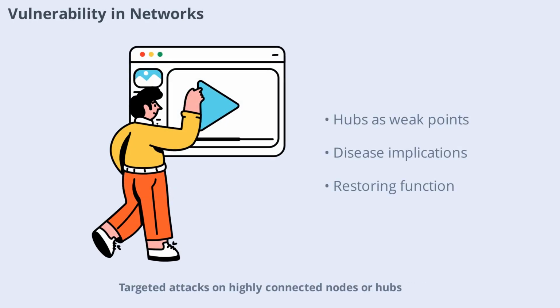Targeted attacks on highly connected nodes or hubs can disrupt the entire system. Understanding these weak points is important for disease research and for designing interventions that can restore network function.